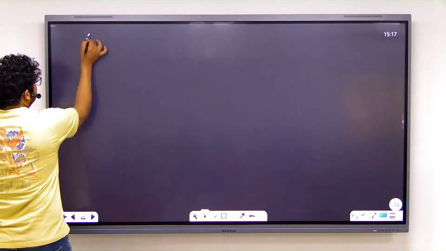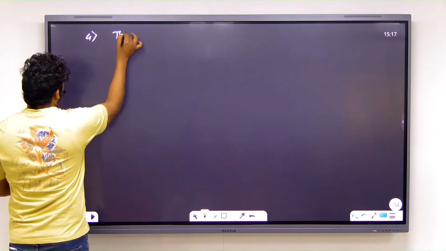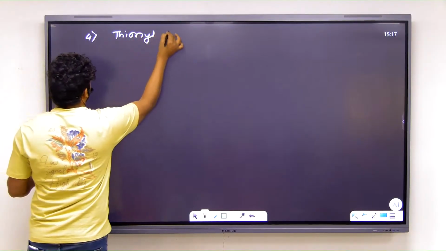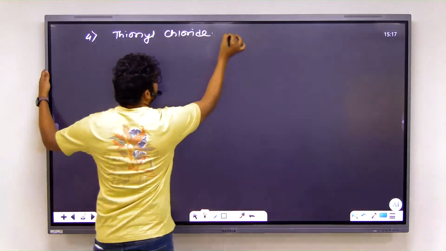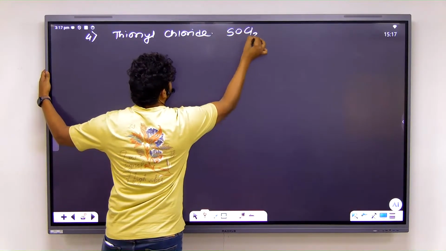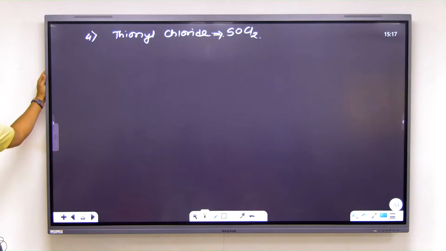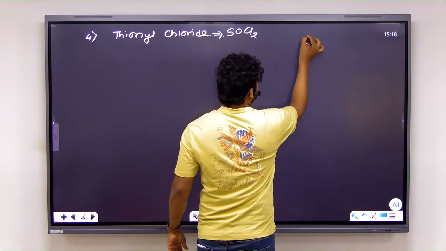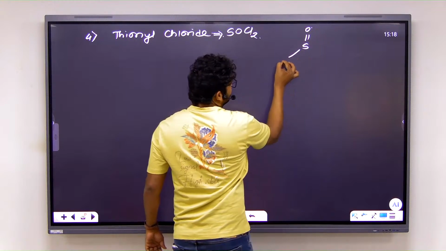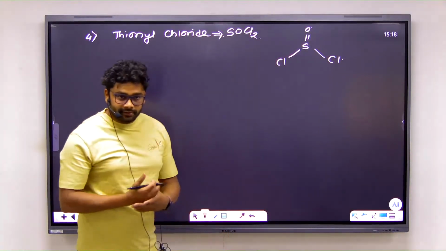The fourth compound we are having now is thionyl chloride. It is a reaction of thionyl chloride. Thionyl chloride is denoted by SOCl2. The structure of thionyl chloride is S double bond O, Cl and Cl. That is thionyl chloride.